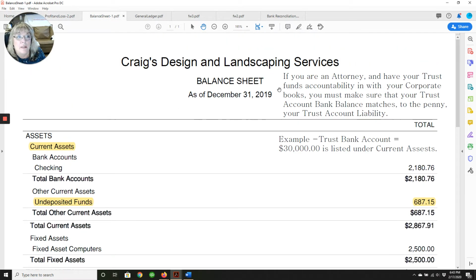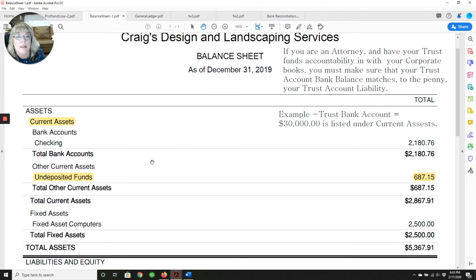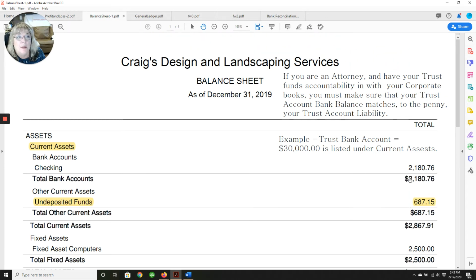Again, as of December 31st, 2019, one thing to look for, make sure your undeposited funds equals zero. Obviously this does not, so there's an issue. If you're an attorney and you have your trust funds accountability in with your corporate books, you must make sure that your trust account balance matches to the penny your trust account liability.